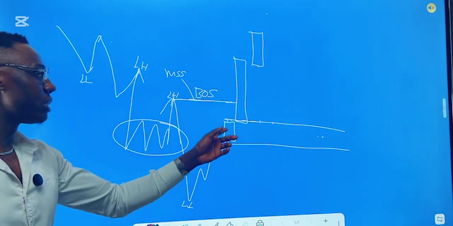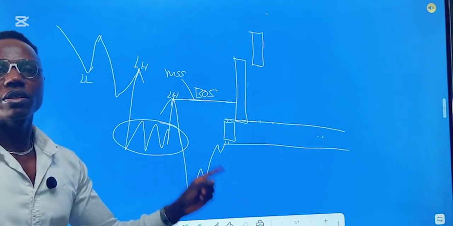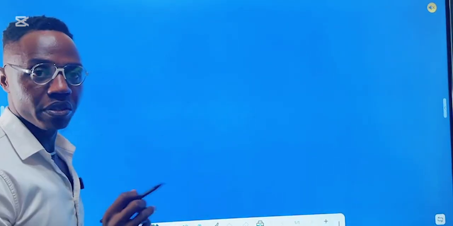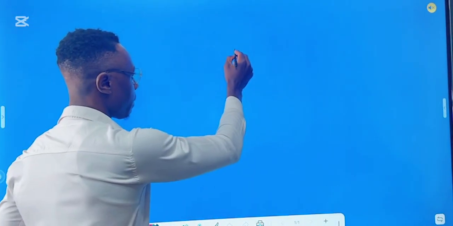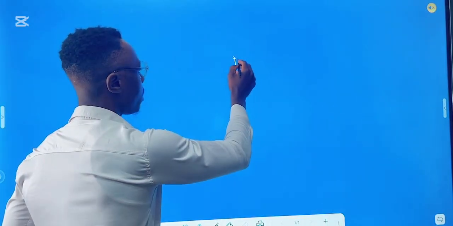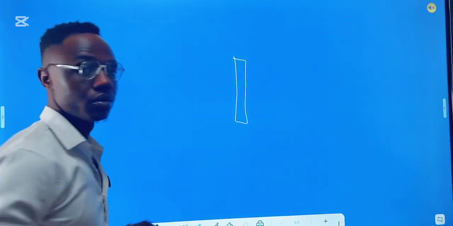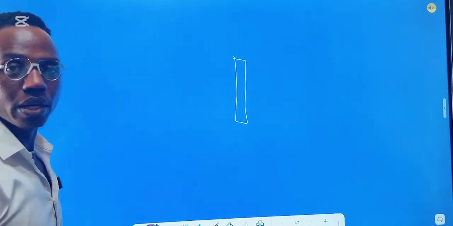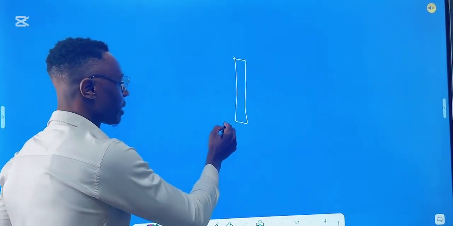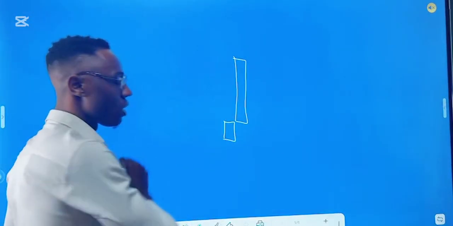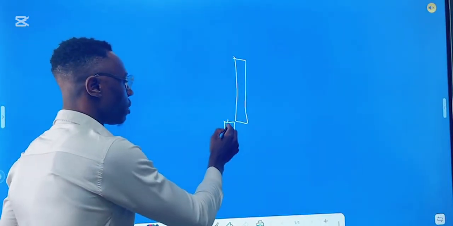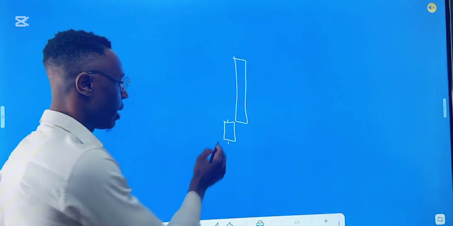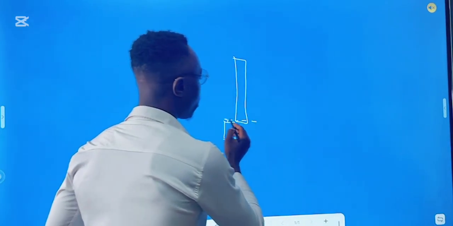And an order block is treated as a support and resistance zone. An order block should have a momentum or an impulsive move. So let's say this is an impulsive move. The candlestick before the impulsive move, the candlestick that caused the impulsive move, becomes the order block. So behind the impulsive move there should be an order block, and this is the order block.